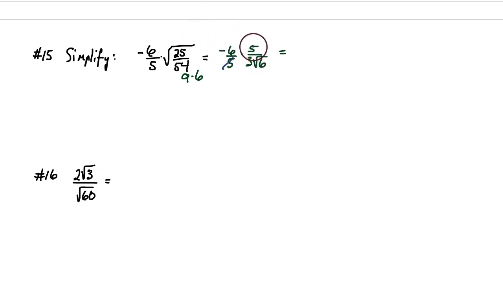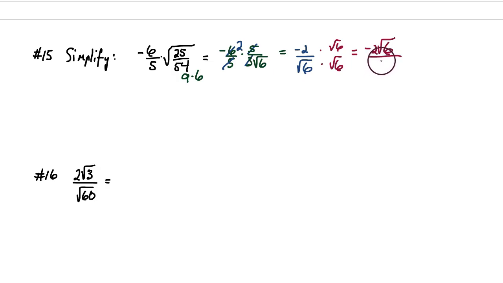So 5 over 5 just cancels away, and 3 goes into negative 6 twice. So it looks like we have negative 2 on top and square root of 6 on the bottom. Let's rationalize the denominator. Just like we did last time, we're going to times top and bottom by the square root of 6. So now we have negative 2 square root of 6 all over the square root of 36.